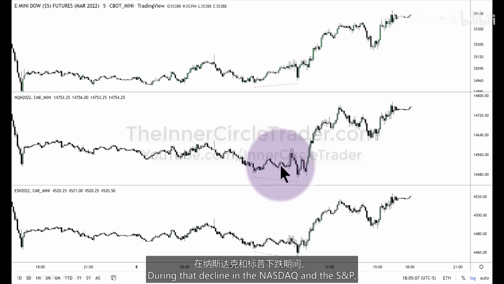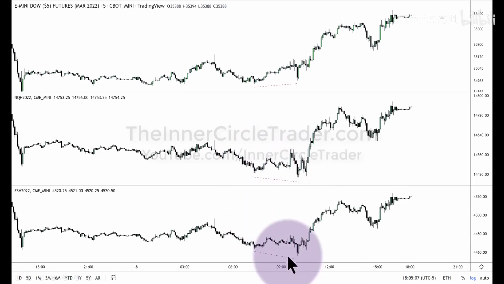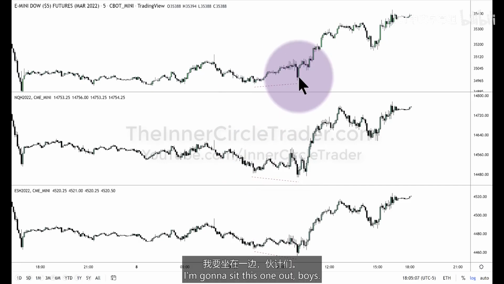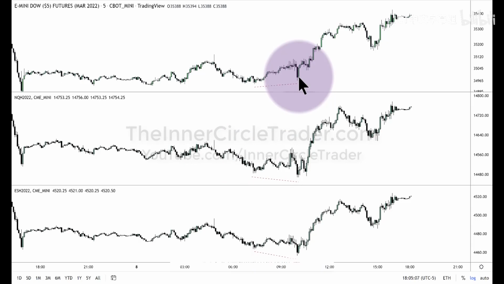During that decline in the NASDAQ and the S&P, look what the Dow's doing. It's saying, nah, I'm going to sit this one out, boys. It's not willing to make that lower low, where NASDAQ did, S&P did.